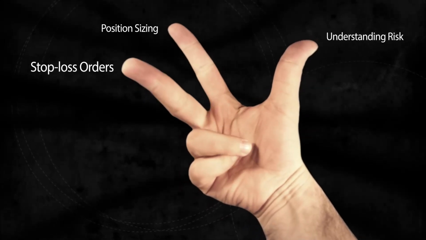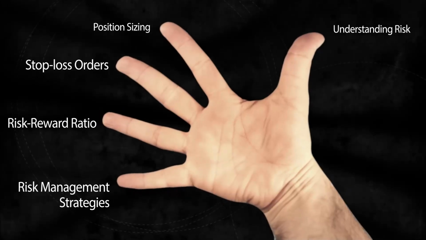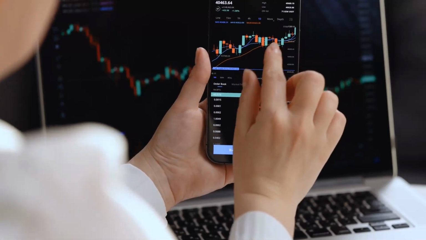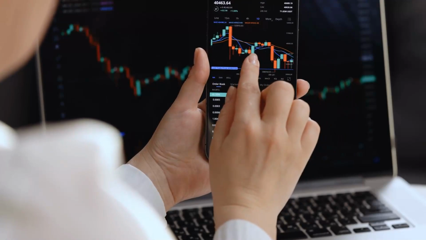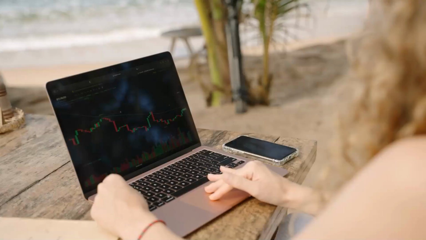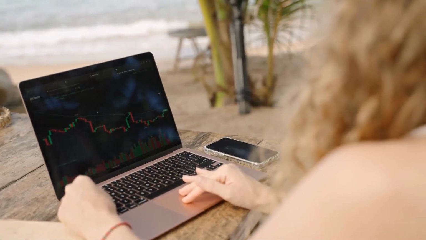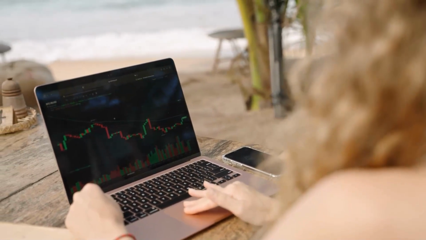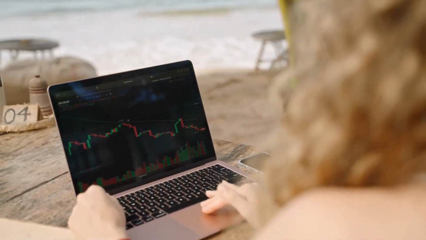Throughout this course, we will cover a variety of topics related to risk management, including understanding risk, position sizing, stop-loss orders, risk-reward ratio, and risk management strategies. We will also provide real-world examples and practical tips to help you implement these strategies in your own trading. By the end of this course, you will have a solid understanding of risk management and be equipped with the tools that you need to protect your capital and achieve long-term success in the markets.